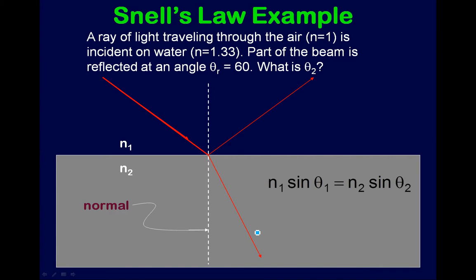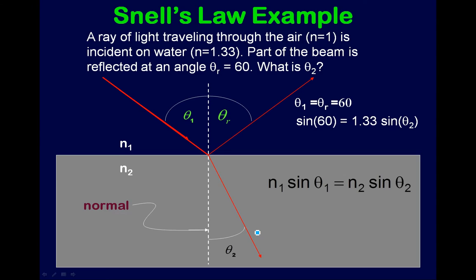So like we said, in general, part of the beam will always be reflected, and then part is refracted. And they want to know what is the refracted angle, theta 2. And so again, we know that theta 1 equals theta r equals 60. Now for Snell's law, to figure out what theta 2 is, here's how we set it up.